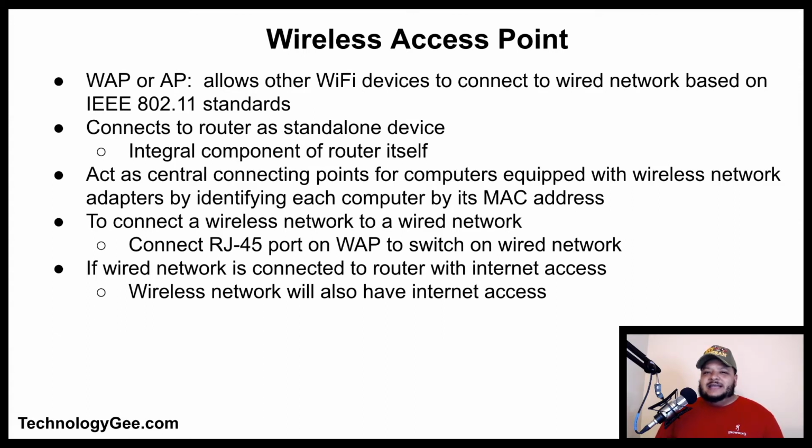Wireless access points act as central connecting points for computers equipped with wireless network adapters, identifying each computer by its MAC address. To connect the wireless network to a wired network, you would connect the RJ45 port on the wireless access point to a switch on a wired network. If the wired network is connected to a router with internet access, the wireless network will also have internet access.